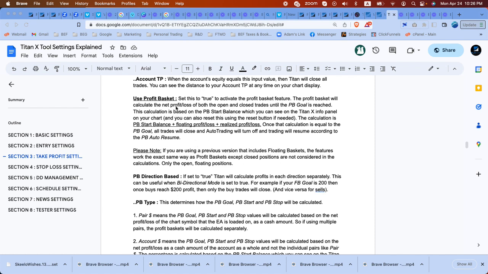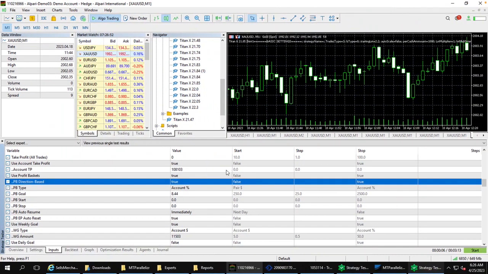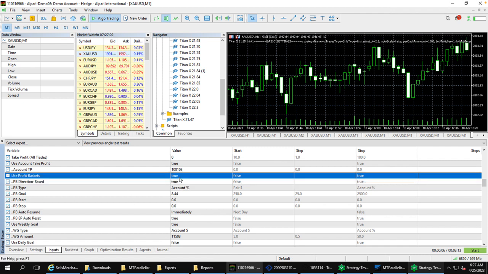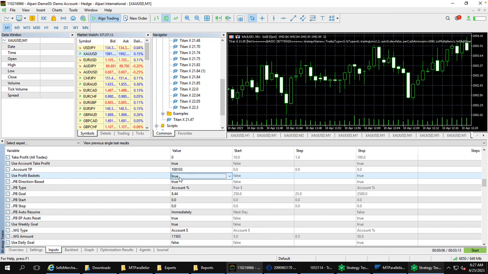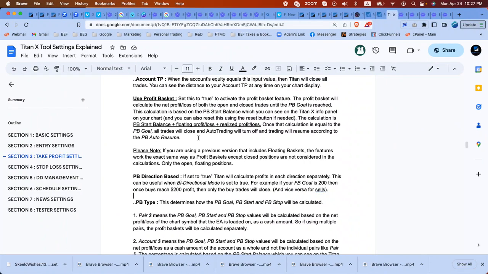So starting here with the use profit basket feature, pretty straightforward. Just simply set this to true. When you set it to true, it's going to activate all of these sub features here. You can see these are all sub features. If this is set to false, then no matter what these sub features are set to, they're not going to be used. So this one has to be set to true in order to use the profit baskets.